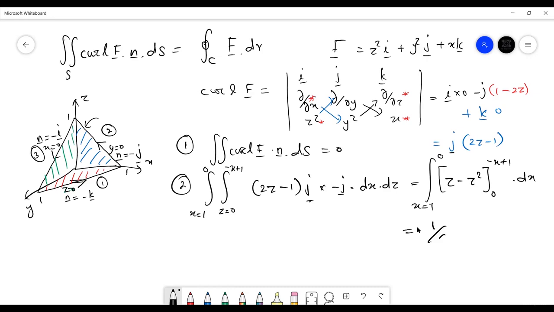After that, again, you have to integrate and find the final answer. That would be 1 by 6. We have to substitute and do integration, right? So that is easy.